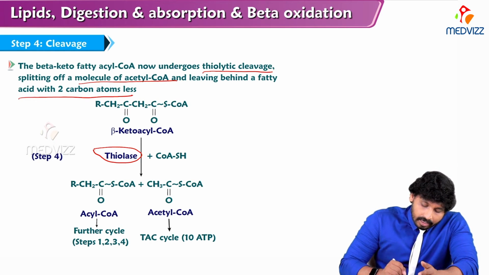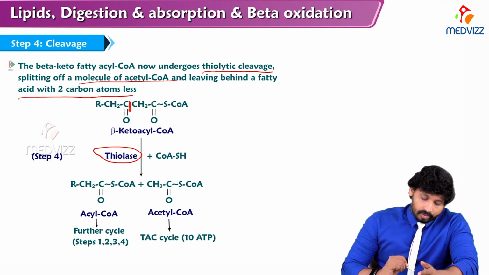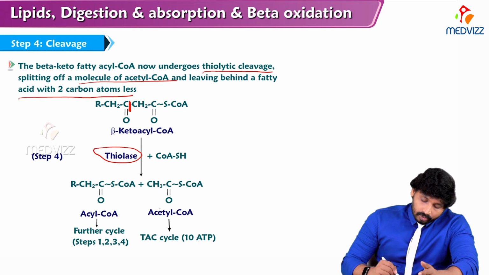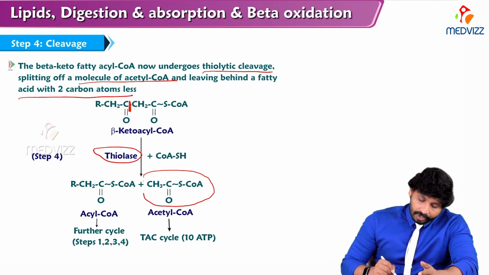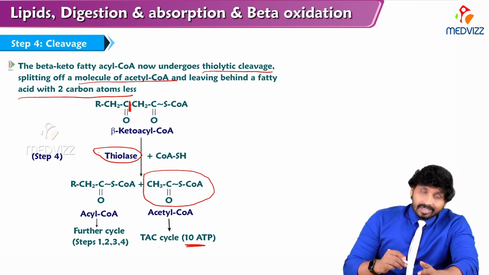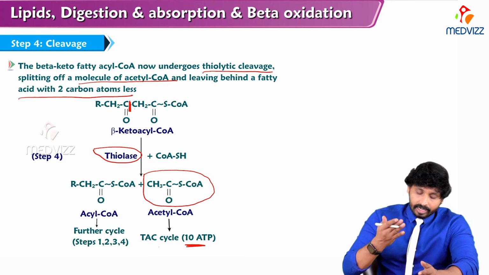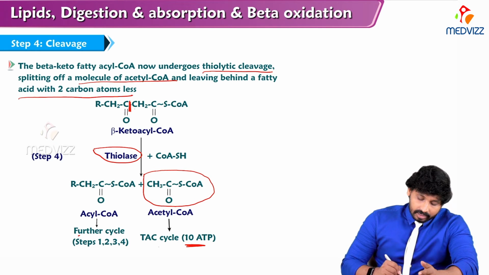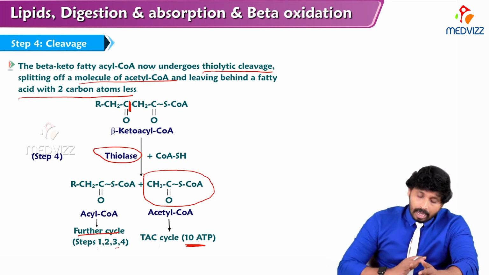So here you see, this is the functional group alpha and this is beta. So this part will be removed. This is CH3-C=O-SCoA, acetyl-CoA, and this will enter the TCA cycle and produce 10 ATPs. And the rest of the structure is acyl-CoA, short of 2 carbons. Further cycles continue until it gives 2 acetyl-CoA, depending on the number of carbons.